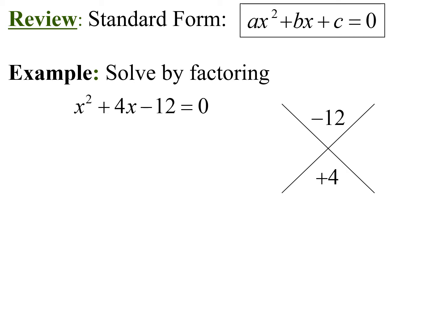Now I know to multiply to a negative, one of them has to be positive and one of them has to be negative. So a positive times a negative equals a negative. So I'm thinking positive 6 and negative 2. I'm just going to check. Positive 6 times negative 2 equals negative 12, and then positive 6 minus 2 is equal to positive 4. So these are the correct values.